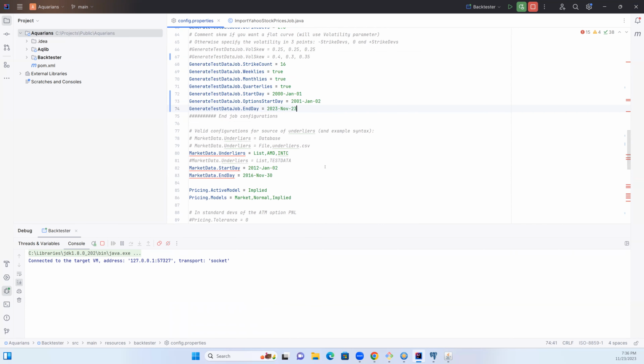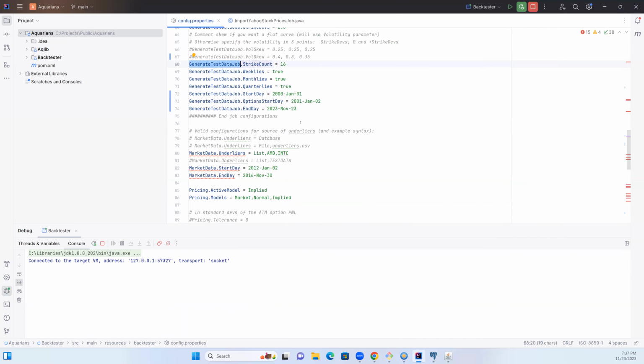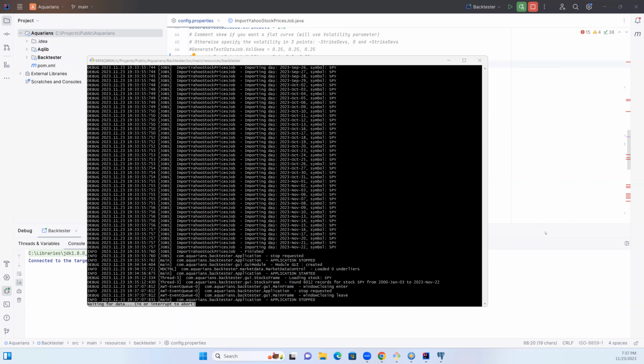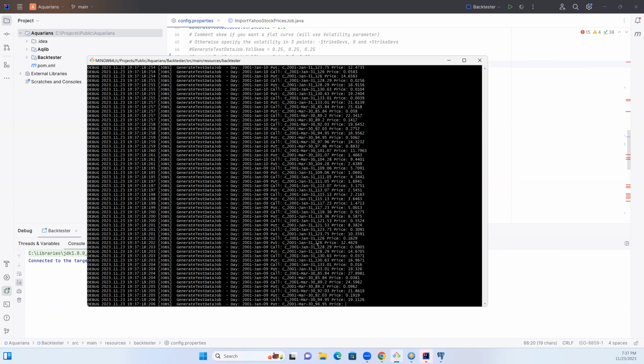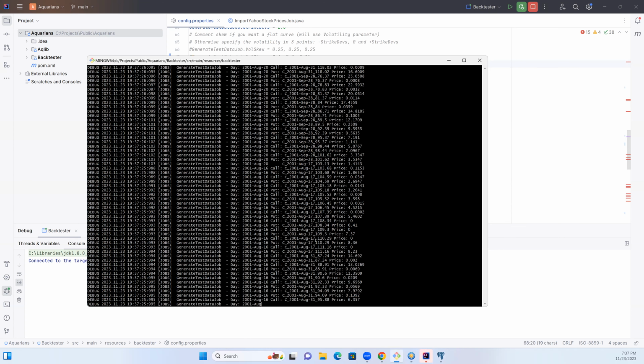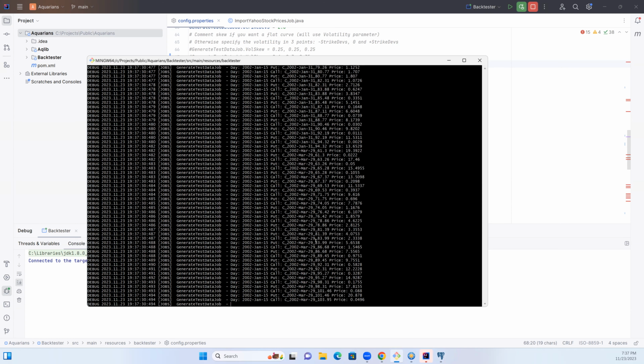And if everything is fine, it should work. But okay, let's stop this and start generating. Okay, it's generating option prices now. That's not so important. Actually, options are not that important now, so I'm going to stop it.